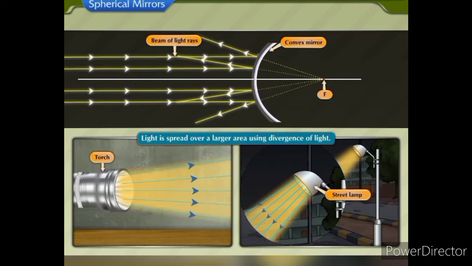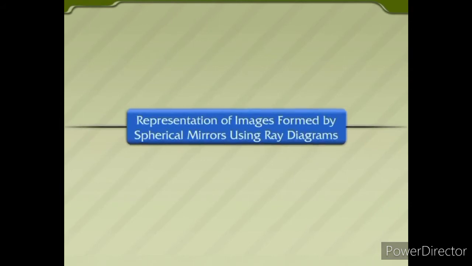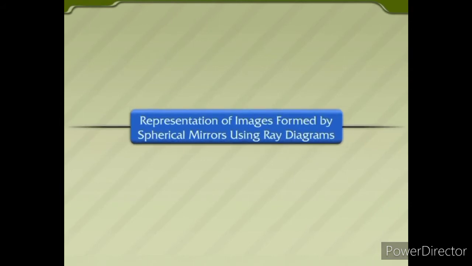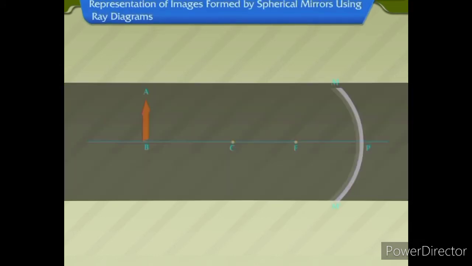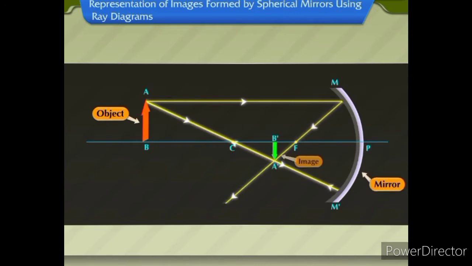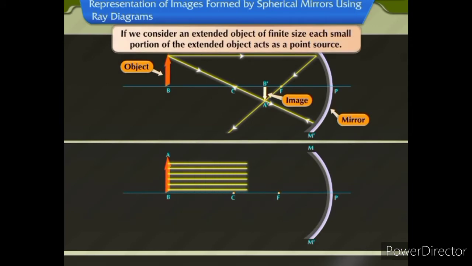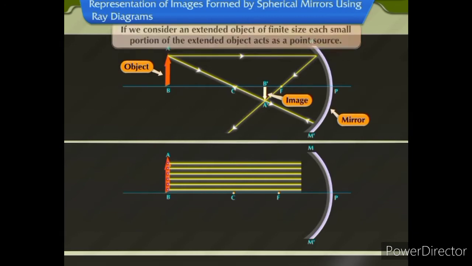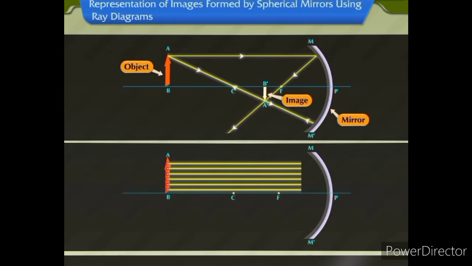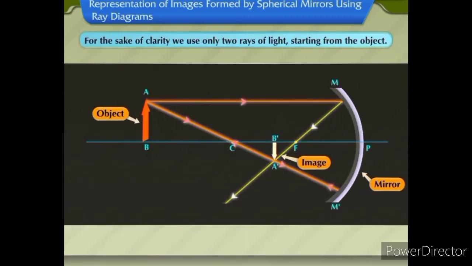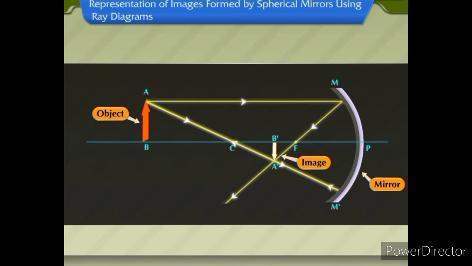Before we learn about the image formation by spherical mirrors, let us learn about the representation of images formed by spherical mirrors using ray diagrams. When an object is placed in front of a mirror, an image is formed. If we consider an extended object of finite size, each small portion of the extended object acts as a point source. Hence, an infinite number of rays will originate from these points. So, for the sake of clarity, we use only two rays of light starting from the object. Let us understand the rules used for drawing ray diagrams for both concave and convex mirrors.